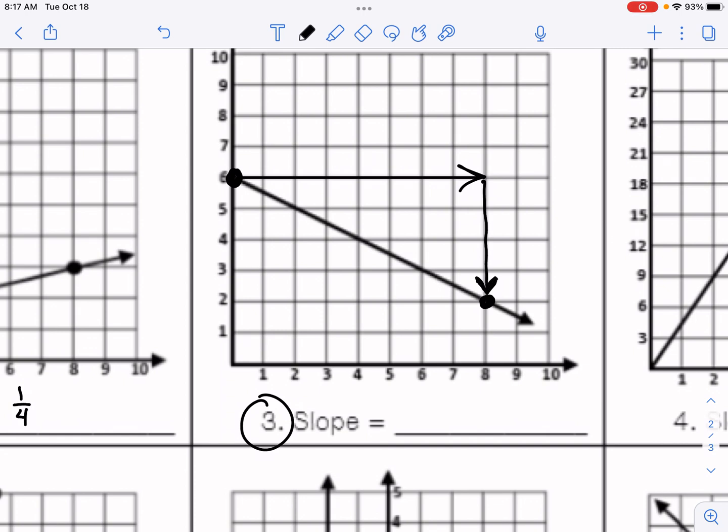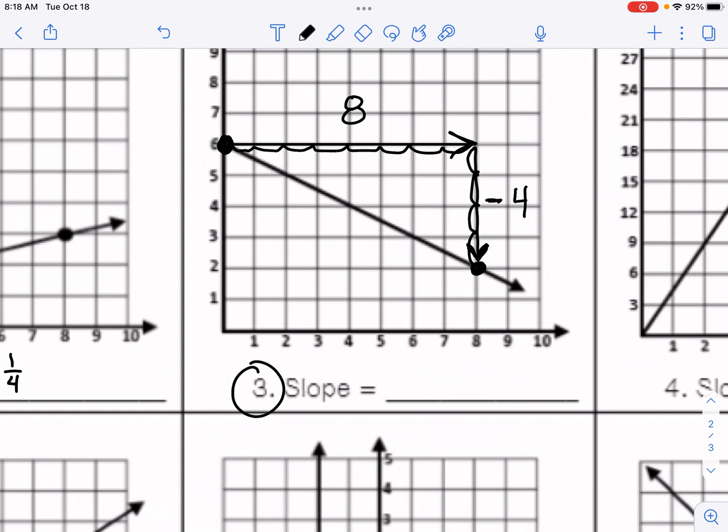If I look at my x-axis, we're going by increments of 1. So this is 1, 2, 3, 4, 5, 6, 7, 8. It's a positive 8. Going down, 1, 2, 3, 4. Now it is 4, but since we went down, direction is important. That's a negative 4. Okay, rise over run. Our rise is vertical, so that is negative 4. Our run is positive 8.